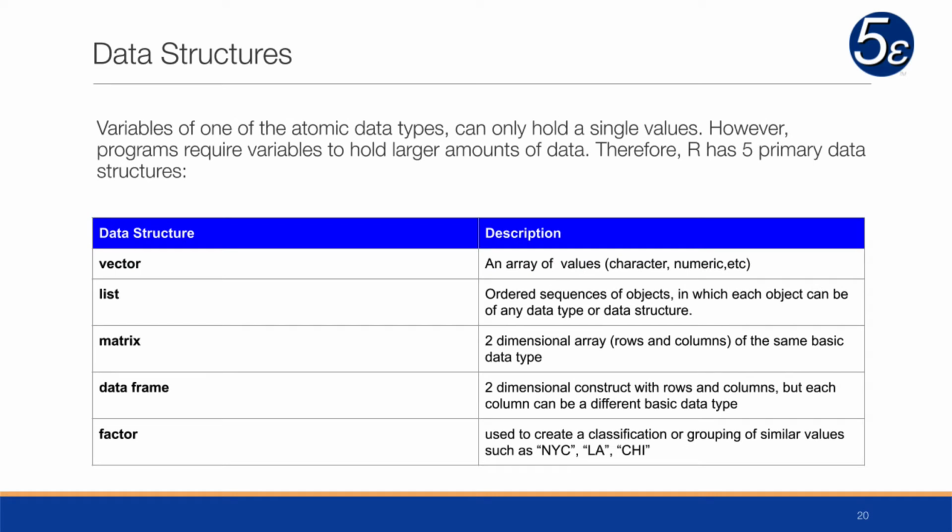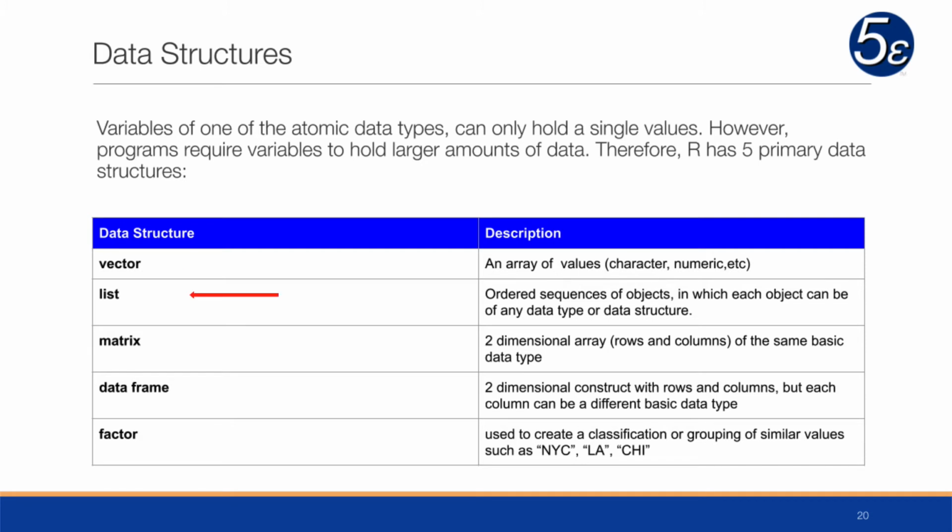Now, we can have a little bit more complicated data structures, which will hold more than one value. So what we talked about before were variables that hold a single value. However, sometimes we need to hold multiple values, and it's preferable to hold them in the same variable. So R has 5 primary data structures. One is a vector, which is an array of values, so they will be the same, like character or numeric. We can have 100 or 200 or 300.